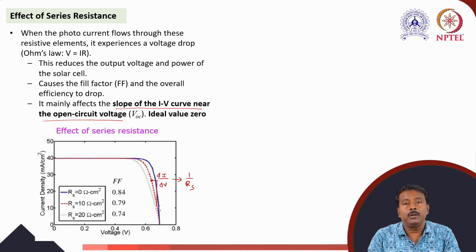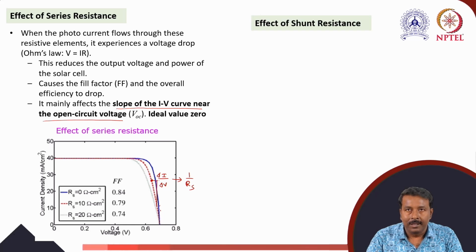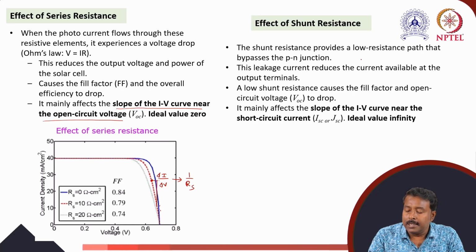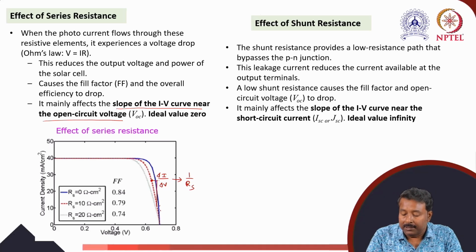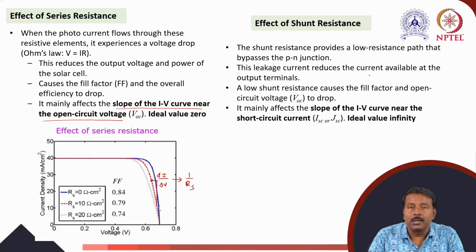Now, what is the effect of shunt resistance? The shunt resistance provides a low resistance alternative path in the junction, that is a bypass path to bypass the PN junction path. This leakage current reduces the total current available. So earlier we have seen that mainly the terminal voltage is affected due to the presence of Rs, but here, due to the presence of an alternative path, the photocurrent will be affected.